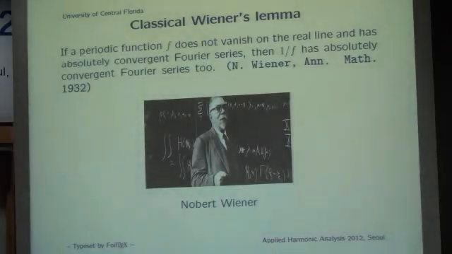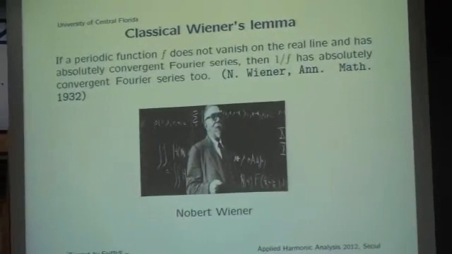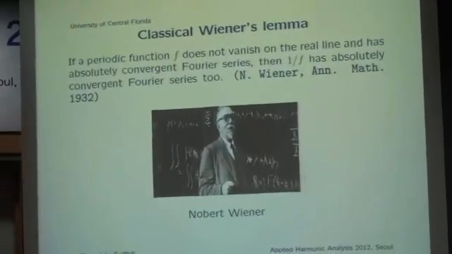So this is the classical Wiener's lemma. It says that given a periodic function, if the function does not vanish on the real line and has an absolutely convergent Fourier series, then its reciprocal also has an absolutely convergent Fourier series. So in some way, if the function has a certain good property for its Fourier series, then its inverse or reciprocal also has quite a similar property.